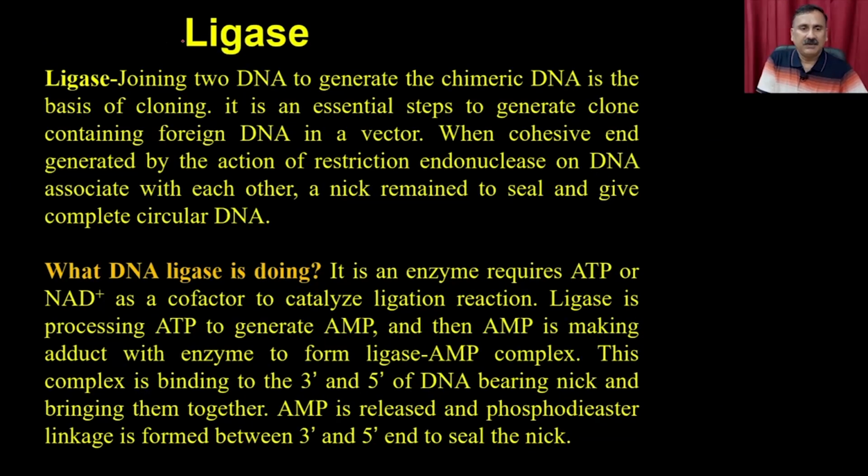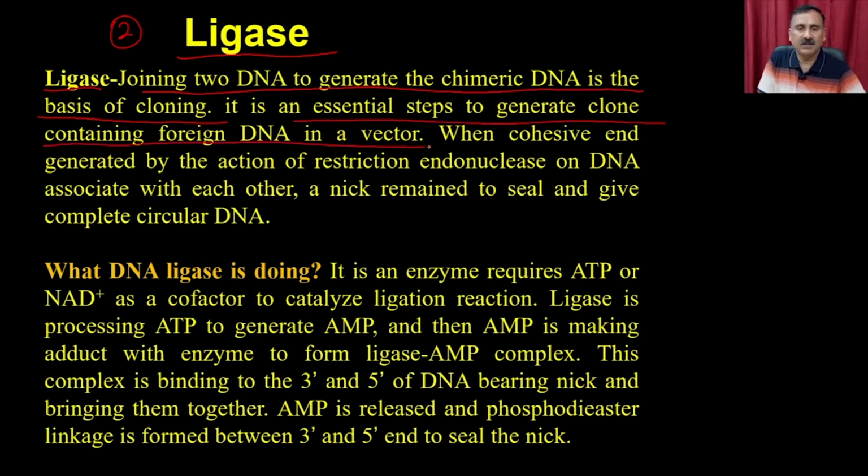Then we'll talk about the second enzyme. So the second enzyme is the ligase. Ligase, joining two DNAs to generate the chimeric DNA, is the basis of cloning. It is an essential step to generate clones containing foreign DNA in a vector. When cohesive ends generated by the action of restriction endonuclease on the DNA associate with each other, a nick remains to be sealed to give complete circular DNA.